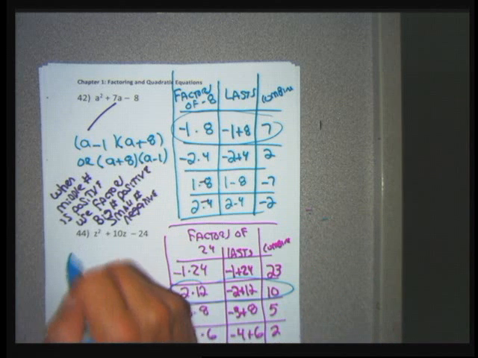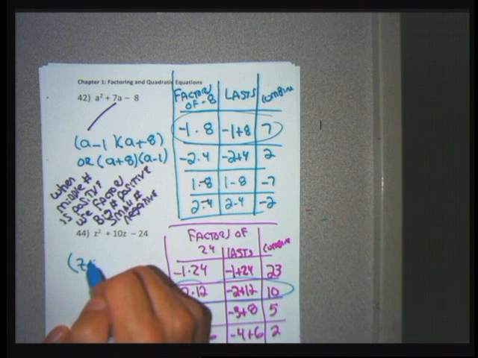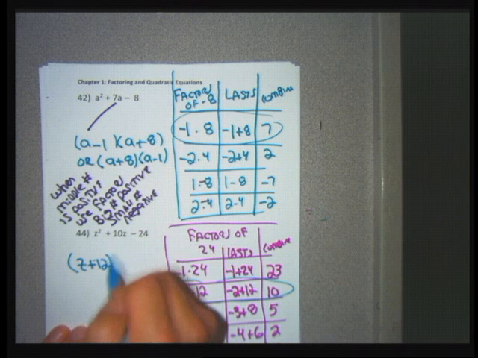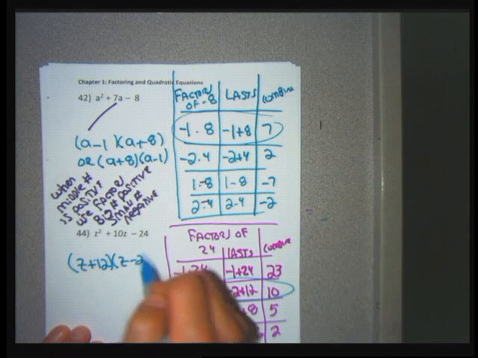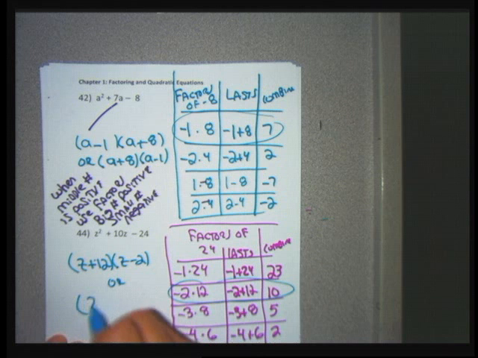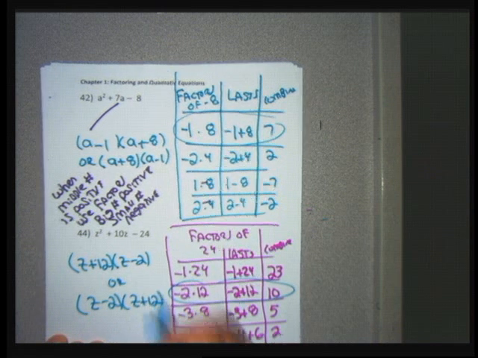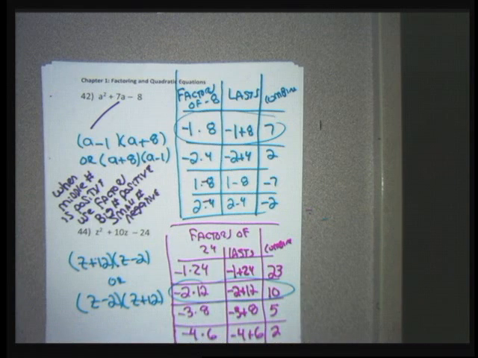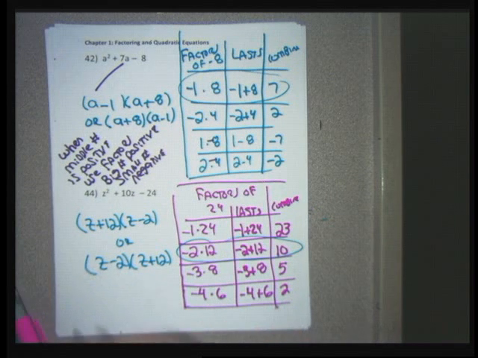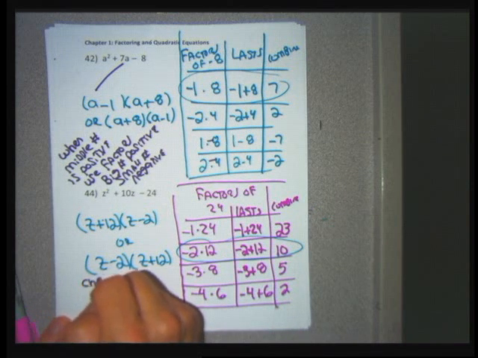So for my answer, I can write a z plus 12 and a z minus 2, or I can write a z minus 2 and a z plus 12. Both of those, if I checked them, would FOIL out to be the original. Since I have a second here, let me just check these. I'll check the bottom one just because it's here.